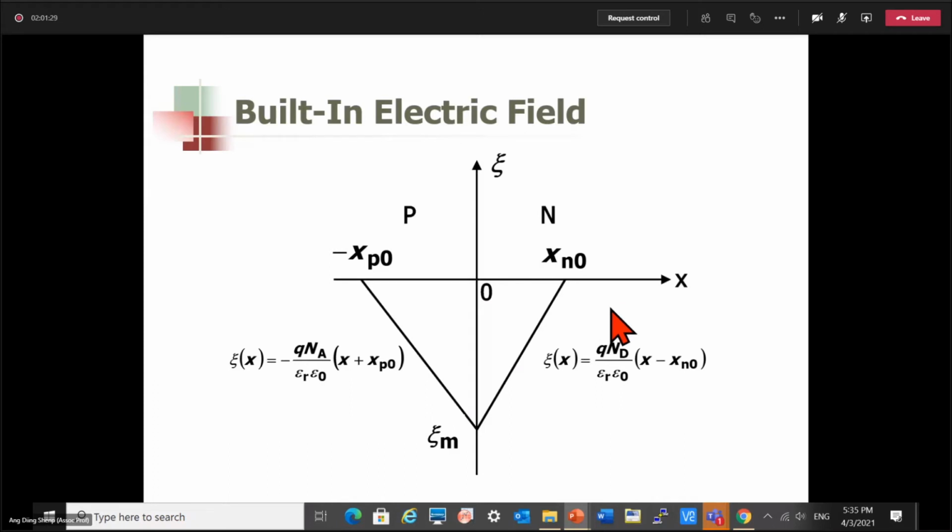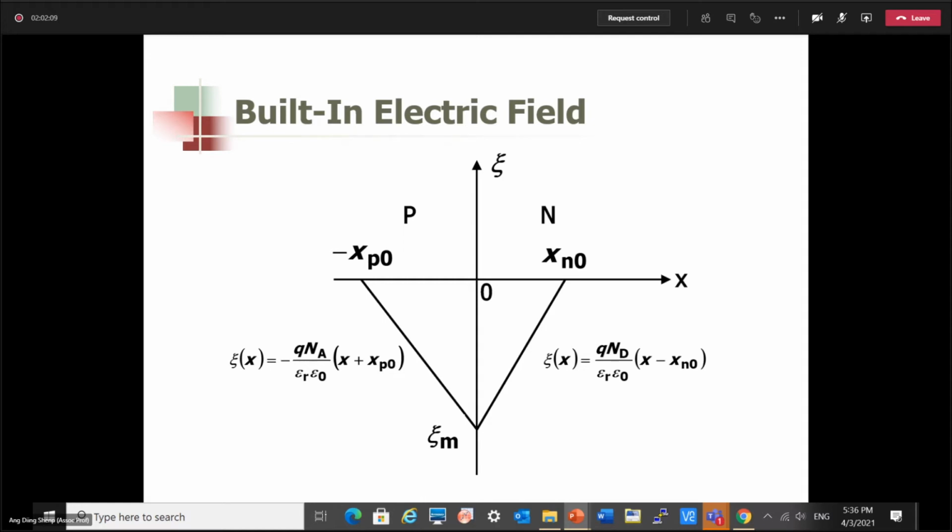But keep in mind that this plot is only valid for an abrupt or step junction. For a linearly graded junction, the electric field plot will not be a triangular plot like this. You can go figure out what the electric field function across the PN junction would be. It will no longer be linear, but a second order function of x. In other words, it will be quadratic. But we will not discuss a linearly graded junction.